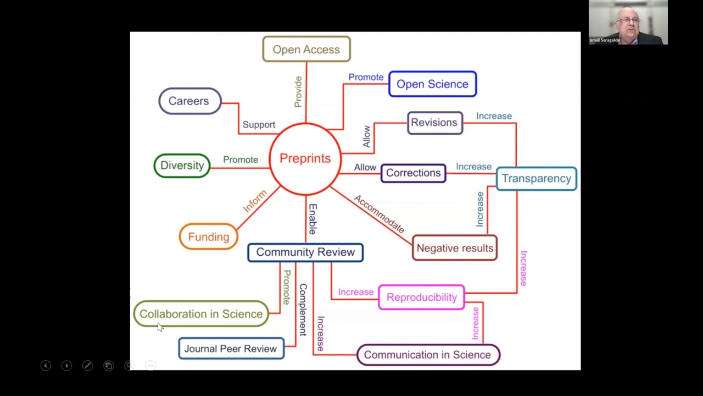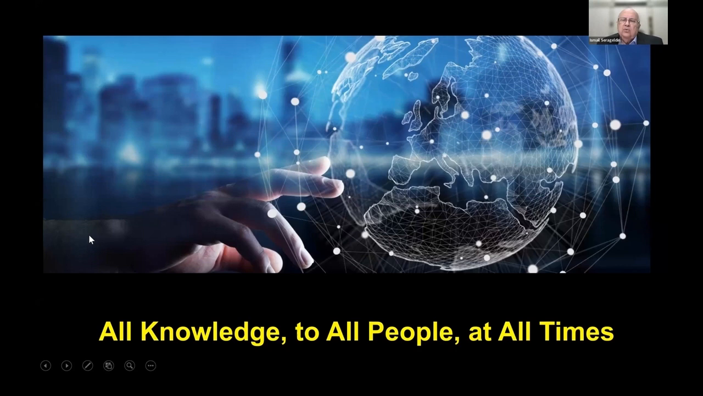Preprints, if you study this diagram later on, really promote open science, support open access, allow revisions, allow corrections, increase transparency, accommodate negative results, promote diversity, and support careers and funding as we go on. At the same time, they enable a community review, which is not usually available otherwise. And this is really an important step towards having all knowledge to all people at all times.